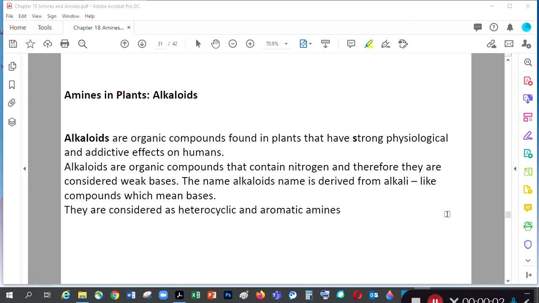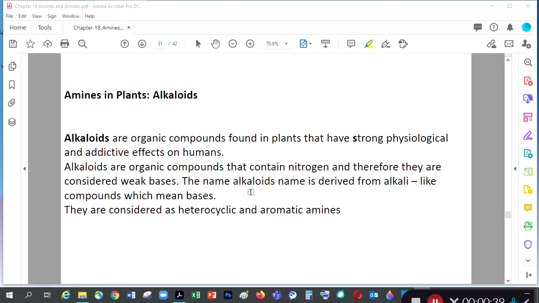Now we continue on the second part of the amines and amides. We'll talk about the amines in plants, and those are called alkaloids. Alkaloids are organic compounds found in plants that have strong physiological and addictive effects on humans. Of course, they have nitrogen, and therefore they are considered weak bases, correct?